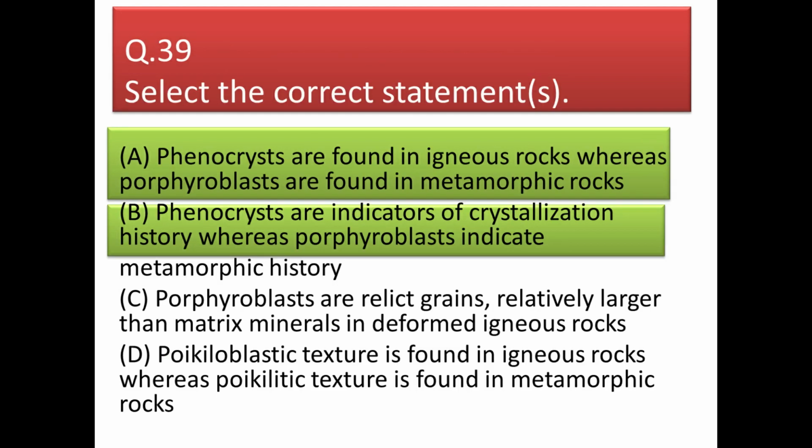Next question. Select the correct statements. Phenocrysts are found in igneous rock, whereas porphyroblasts are found in metamorphic rock. Correct. Phenocrysts are indicators of crystallization history, whereas porphyroblasts indicate metamorphic history. That is also correct. Next question.